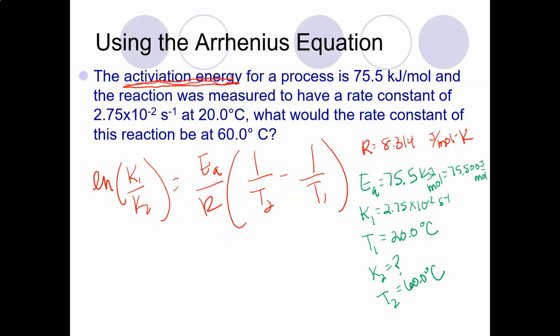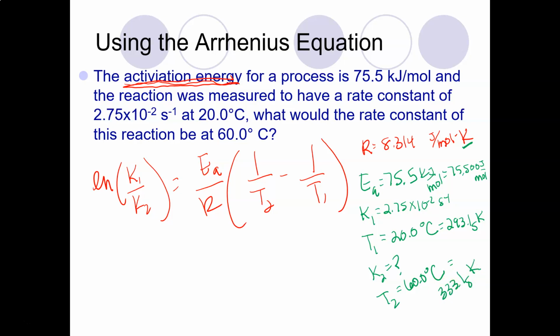The rate constant, 2.75 times 10 to the negative 2 inverse seconds, is not going to matter because the other rate constant will have that unit in order to cancel it out. What do you think about the temperatures in degrees Celsius? Are those good to go? No, they have to be in Kelvin because R has Kelvin in it. So I'm going to add 273.15 to convert this from degrees Celsius to Kelvin.